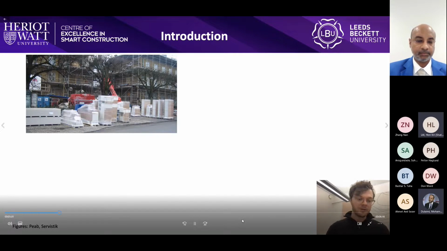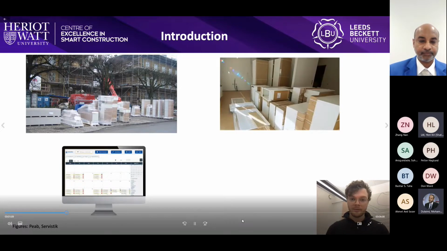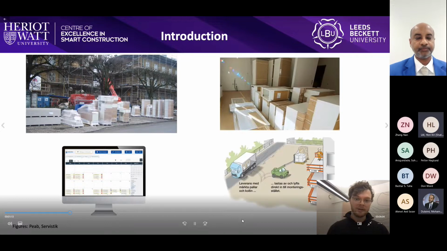So the outcomes of these new roles are improvements to certain areas in construction. So, for instance, improved planning, reduced disturbances and improved productivity, and overall a better working environment on construction sites.